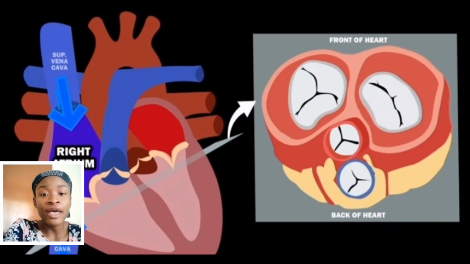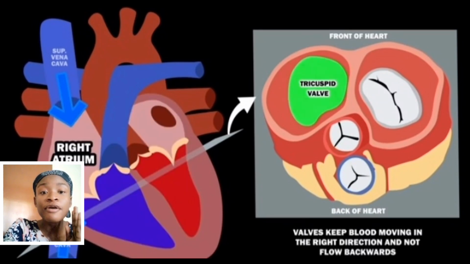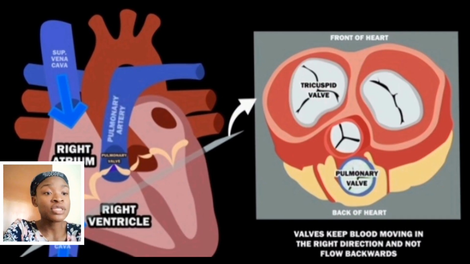The heart does not only have 4 chambers, but it also has 4 valves. The reason why we have valves is that they keep blood from flowing in different directions, or flowing backwards rather. That's the reason why there are valves.